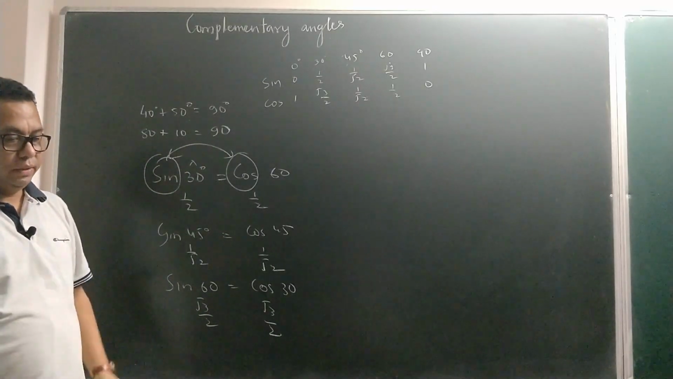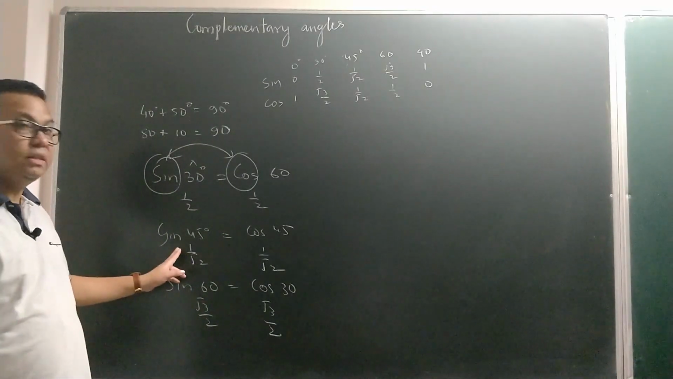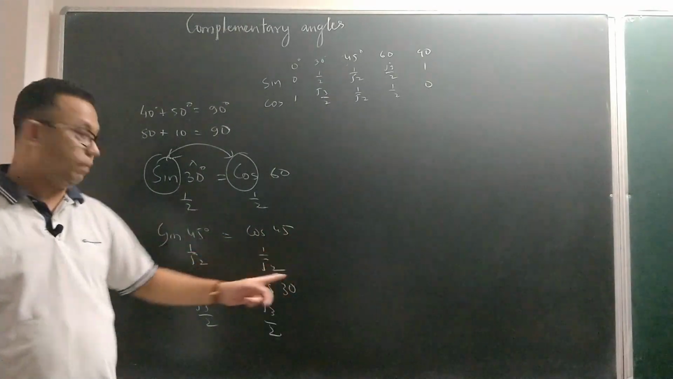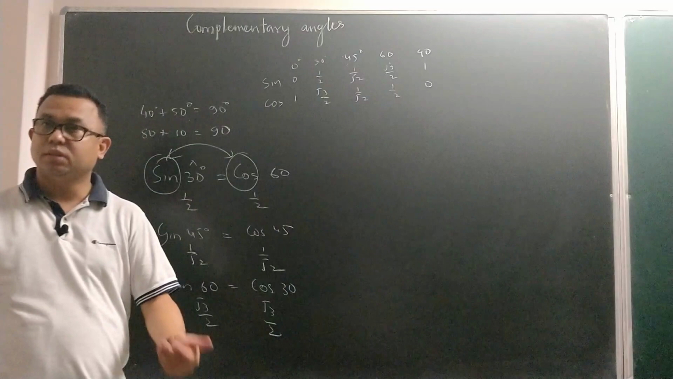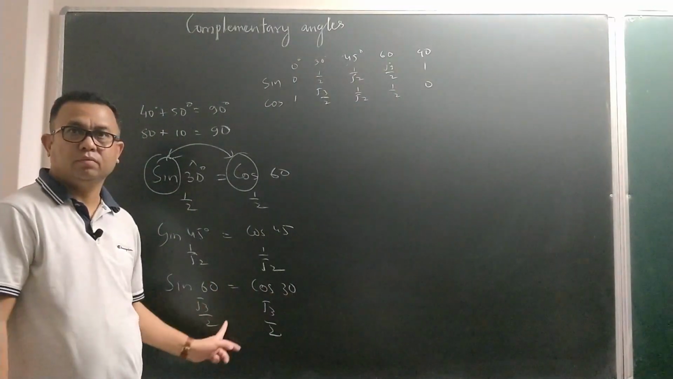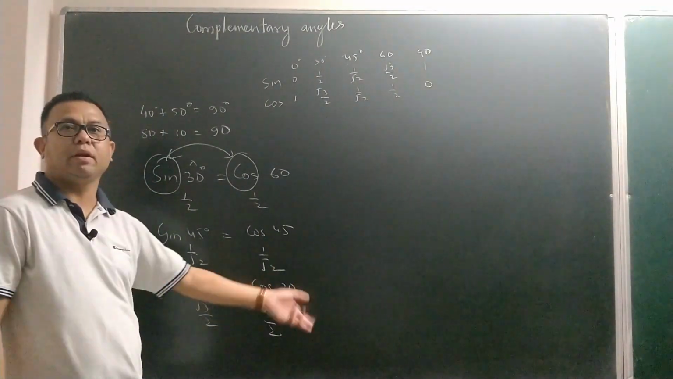Now if that is so, what is the value of sine 45? Same is also the value of cos 45. You can see 45 plus 45 total is 90. What is the value of sine 60? Same is the value of cos 30. So if you do not know the value of any one of the two, if you don't know sine 60, then you can also say cos 30.